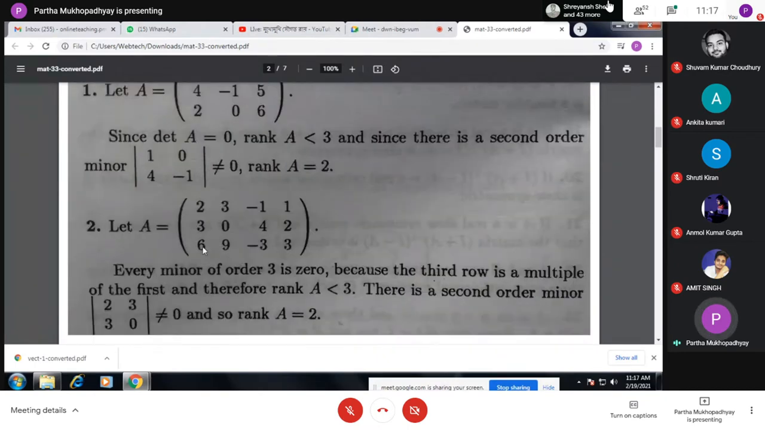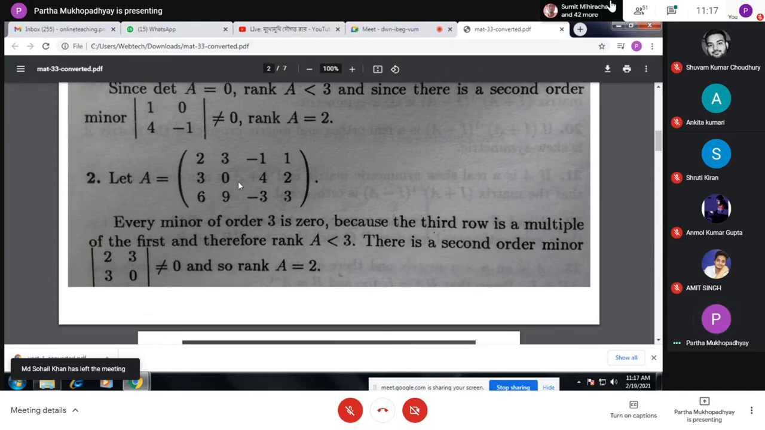Okay, take another example. A is equal to 2, 3, minus 1, 1, 3, 0, 4, 2, and 6, 9. It's a 3 by 4 matrix. So the maximum possible rank is 3. Now, you can see that it is written, though not shown here, that every minor of order 3 is 0. So how many third order matrices are there?